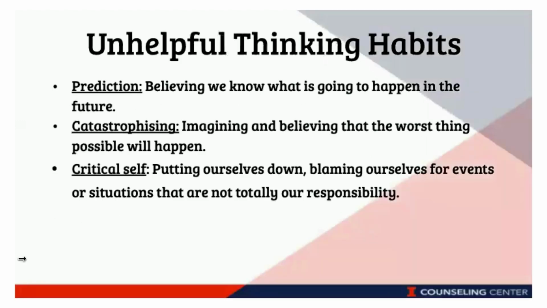So we're going to introduce to you now some unhelpful thinking habits. These are just things that you notice that you're thinking about when you're thinking negatively. So prediction, which is believing we know what is going to happen in the future, just assuming things are going to go badly. Catastrophizing, which is imagining and believing that the worst thing possible will happen. And then critical self, which is putting ourselves down, blaming ourselves for events or situations that are not totally our responsibility. So it's blaming yourself when something went wrong, and putting it all on yourself.